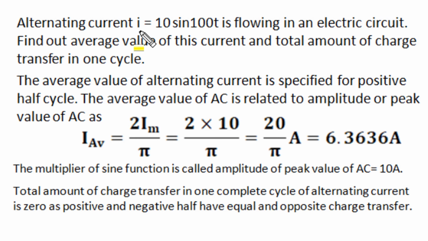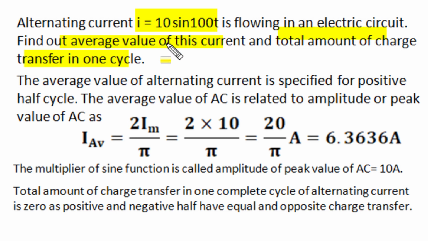We have given an alternating current I equal to 10 sine 100t, where this 10 is the amplitude of current in ampere and this 100 before t is the angular frequency in radian per second. We have to find out the average value of this current and the total amount of charge transfer in one cycle.